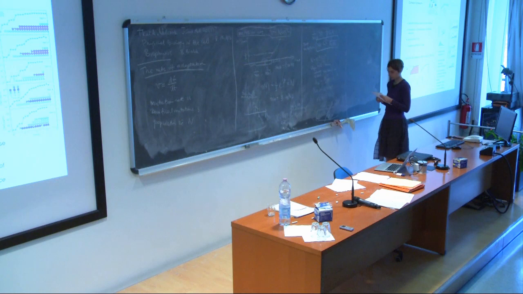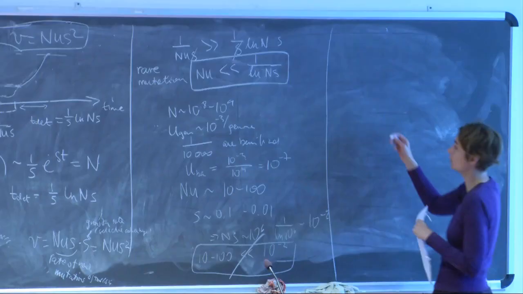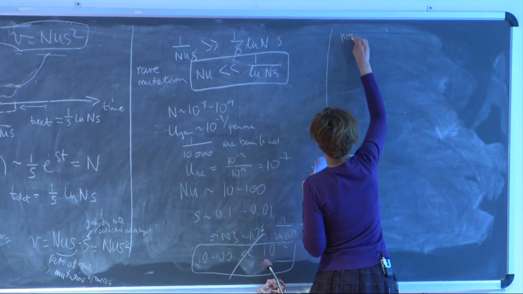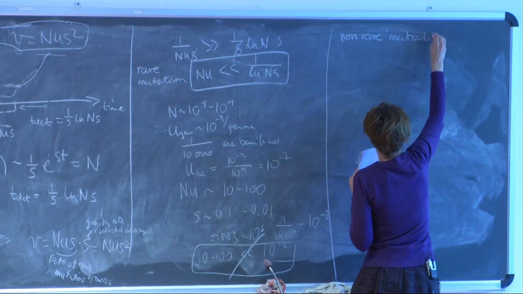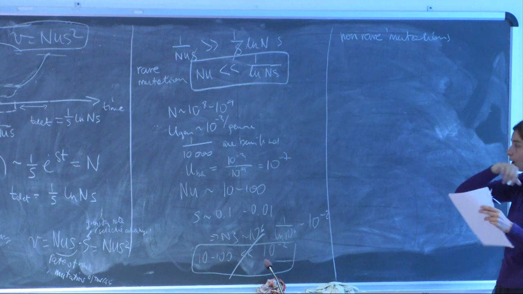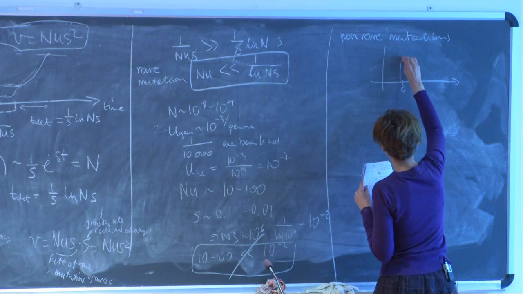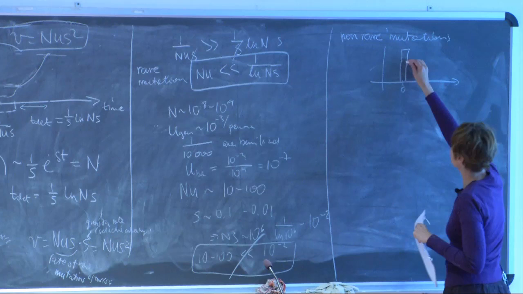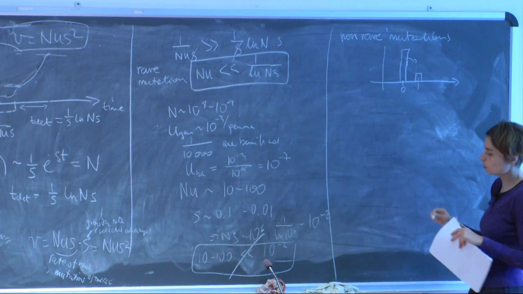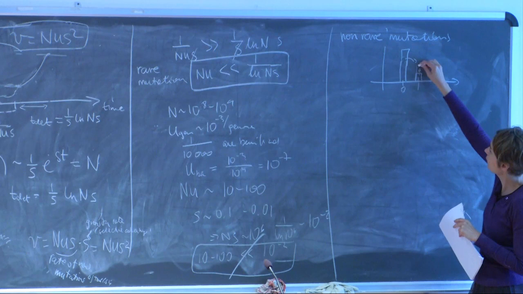Okay, so now let's go to the non-rare regime. If we look at that same picture now, we start off with zero mutations, and then a first mutation establishes. Same thing: it starts off small, but it starts to grow because it's better, whereas this one starts to decrease.